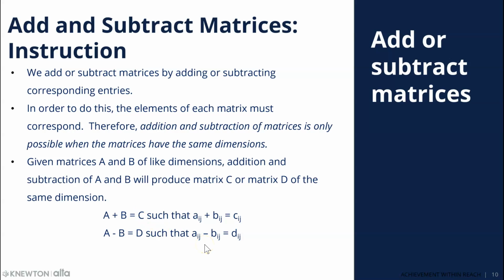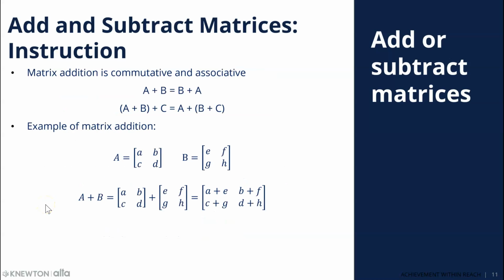Similarly, when you're subtracting two matrices, you do the same thing. You subtract corresponding entries. So you subtract A sub ij, the ijth entry in matrix A, by the ijth entry in matrix B. And the result is the ijth entry in matrix D.